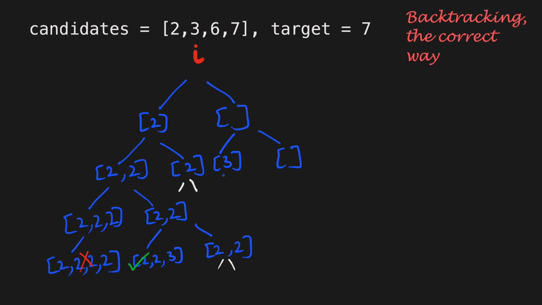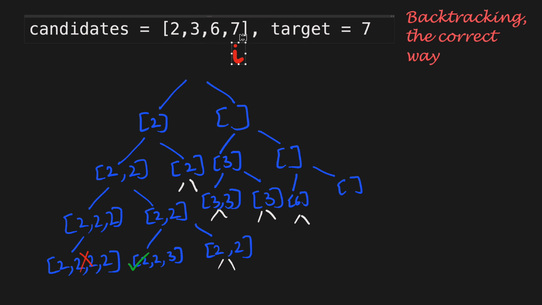Now on the right side, again we will have two choices, whether to include a 3 and get 6 or exclude it, and so on. And here if we exclude 3, we will move the I pointer forward. And again we will have two choices, whether to include 6 or exclude it. And then again we will have the remaining tree. Similarly, if we exclude 6, again we will move the I pointer forward. And again we will have two choices, whether to include 7 or exclude it.